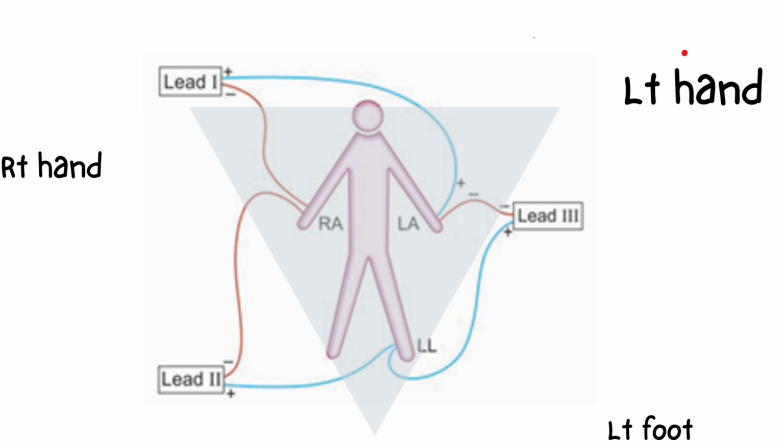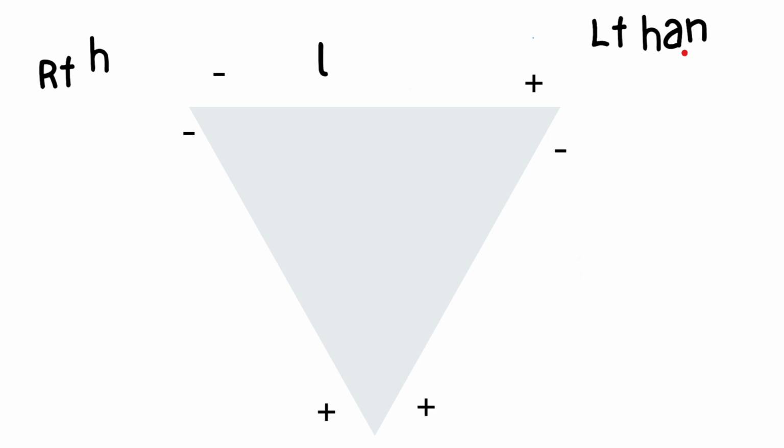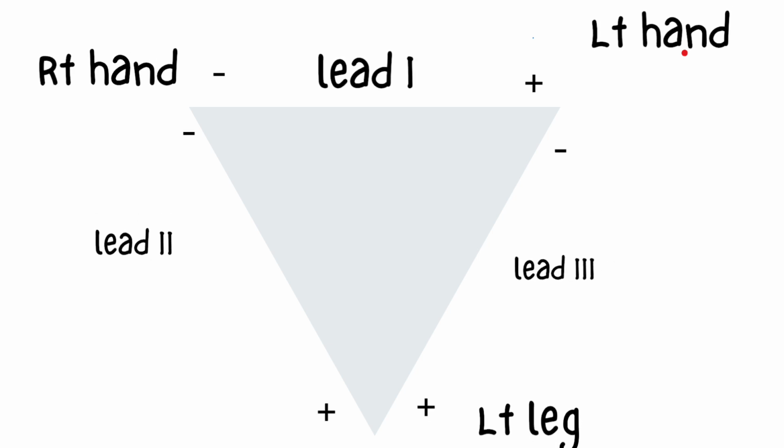Lead 2 is connected to the left foot and right hand, where the right hand is negative and the left foot is positive. And lastly, lead 3 is connected to the left foot and left hand, where the foot is positive and the hand is negative. Now consider each side of the triangle as one lead, with one end positive and the other end negative. So, lead 1 is the base of the triangle corresponding to the base of the heart. Lead 2 is the right side of the triangle, which corresponds to the right side of the heart, and lead 3 is the left side of the triangle corresponding to the left side of the heart.